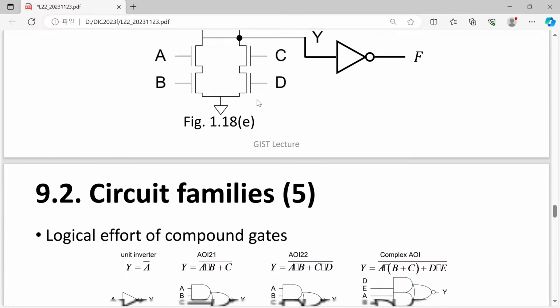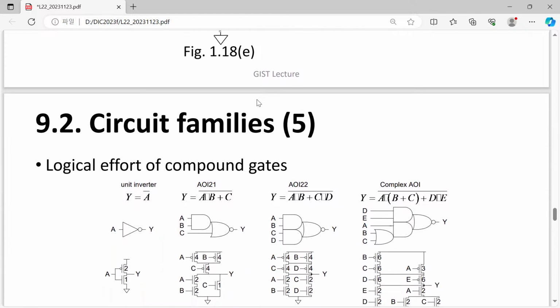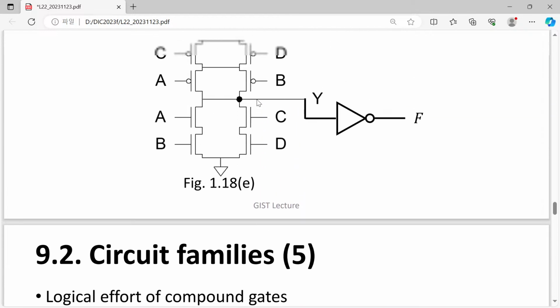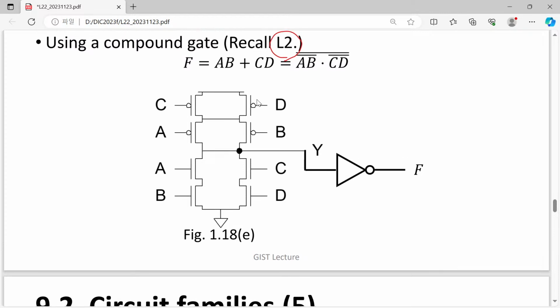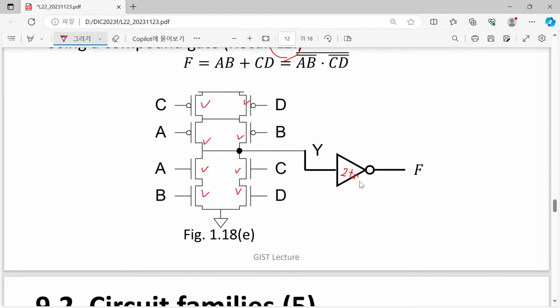So now you can see that. Then let's try to count the number of transistors. 1, 2, 3, 4, 5, 6, 7, 8. After that, here we have one more inverter, so we have two transistors, so overall we can have 10 transistors.